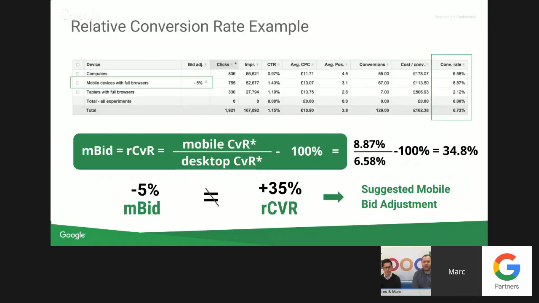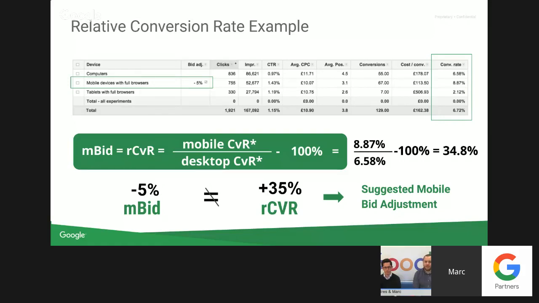If we have a look at this example then, taken from an AdWords account, if you look at the left-hand side, you can see that in this example, the mobile bid adjustment is minus 5%. If you look at the right-hand side, you can see the conversion rates by device. If we take the mobile conversion rate of 8.87% divided by the desktop conversion rate of 6.58% minus 100%, that gives us the optimum MBID of 34.8%.